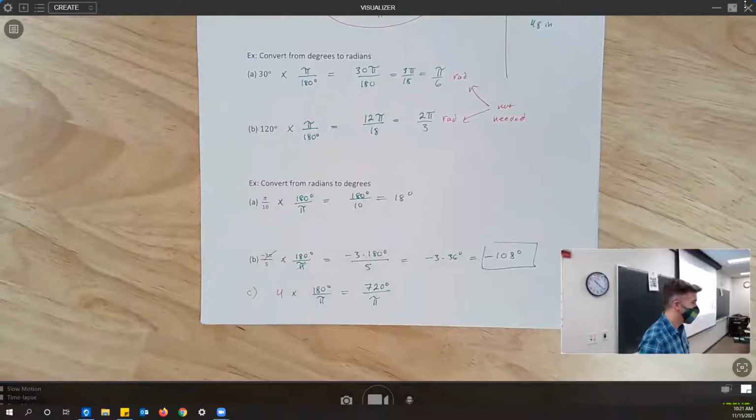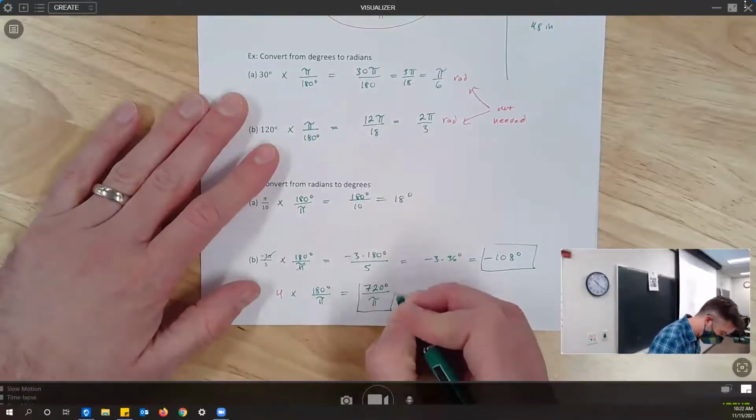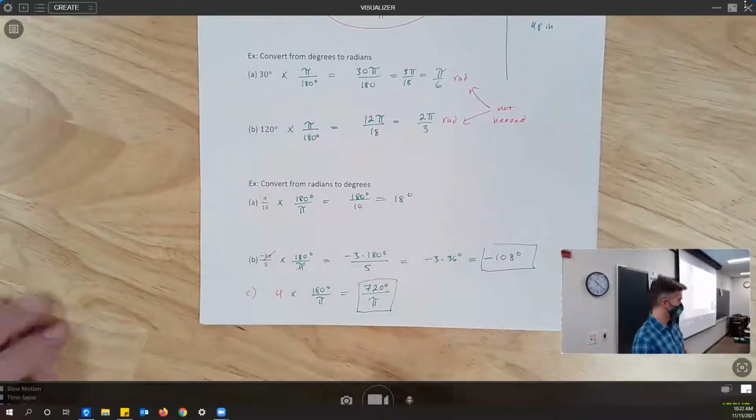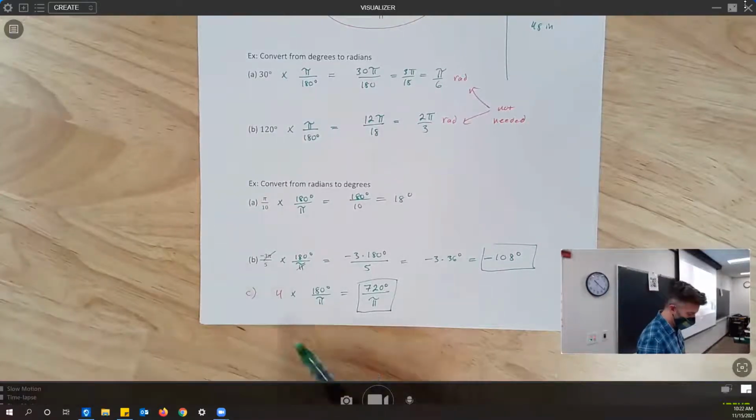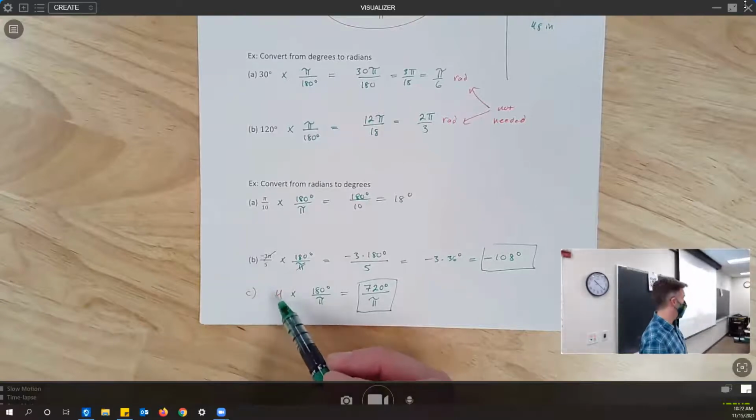That'll be my answer. That's all you can do. You don't want to actually pull out a calculator and divide it and get some decimal approximation. So this is my not nice answer, 720 over pi degrees. Kind of gross. But that's what you get when your radian measure doesn't already have a pi.